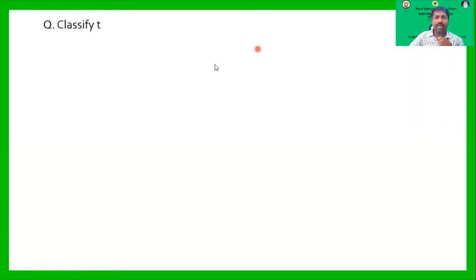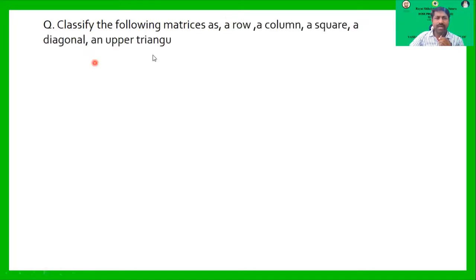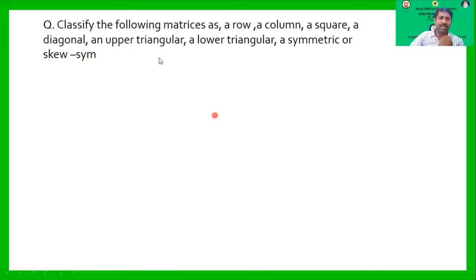Now we have the example. Classify the following matrices as row, column, square, diagonal, upper triangular, lower triangular, symmetric or skew symmetric matrix. So we have to classify the given matrices in these types. So we have to write the type of the given matrix.